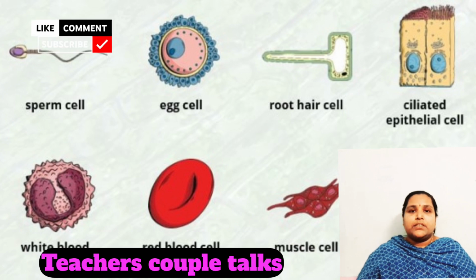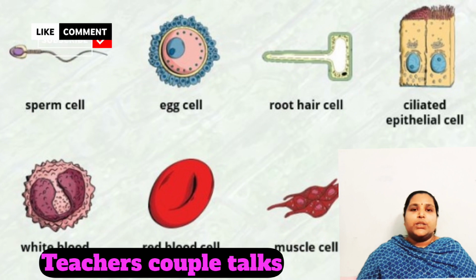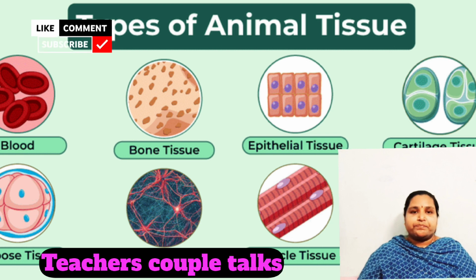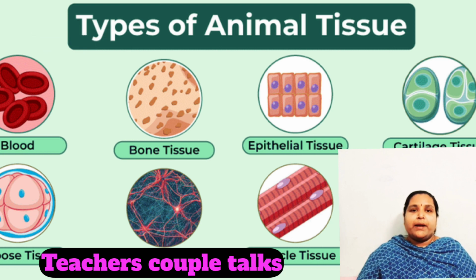White blood corpuscles defend the body from external and internal diseases. White blood corpuscles are white in color due to the absence of the pigment hemoglobin. They are produced at the site of the spleen. Next, blood platelets. What are blood platelets? Blood platelets are the tissues which help in clotting the blood when an injury occurs.